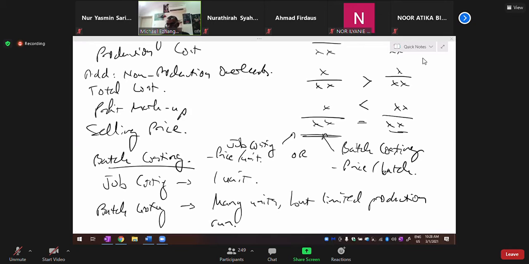It's very simple. So let's recap again. Job costing, 1 unit. Batch costing, more than 1 unit, but there's a limit. Why? Because tomorrow will be a different batch, something different you're going to manufacture. Earlier I said making uniforms. So I have a factory which makes uniforms.